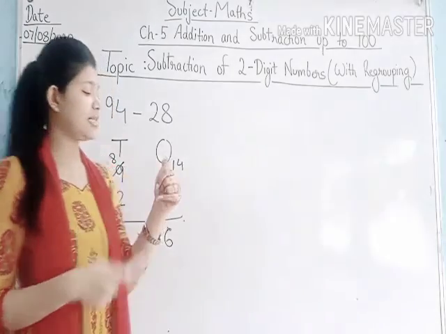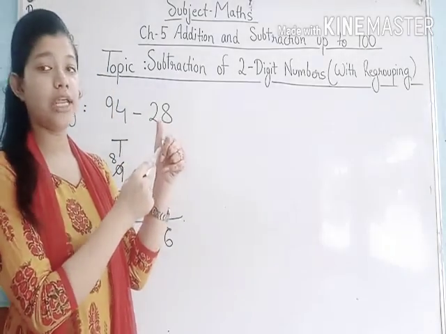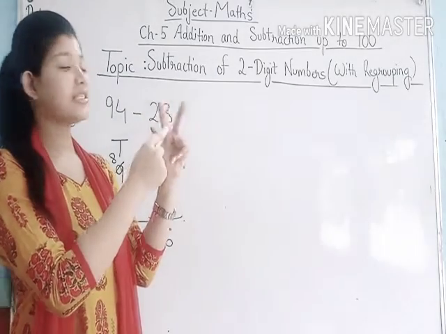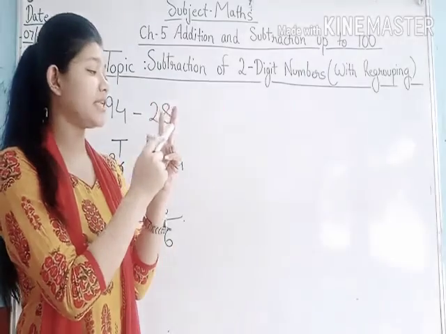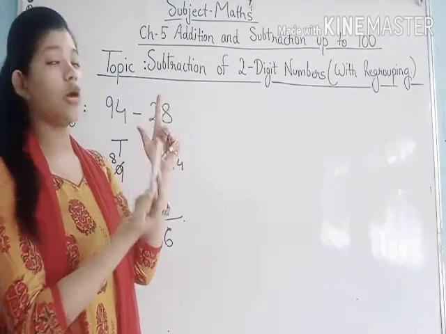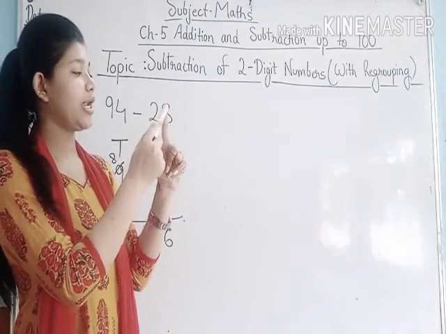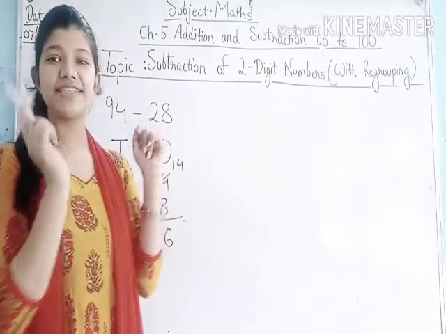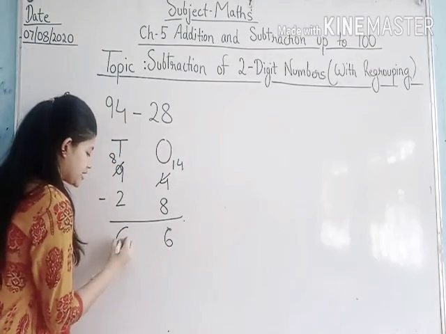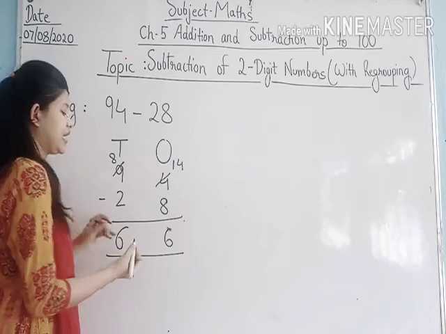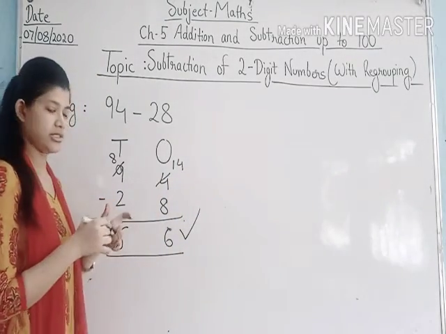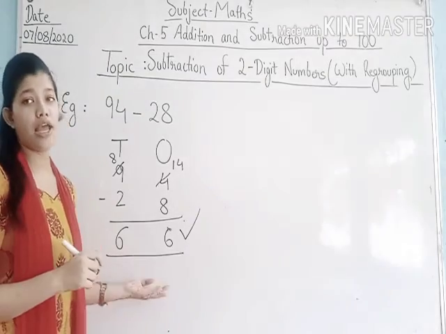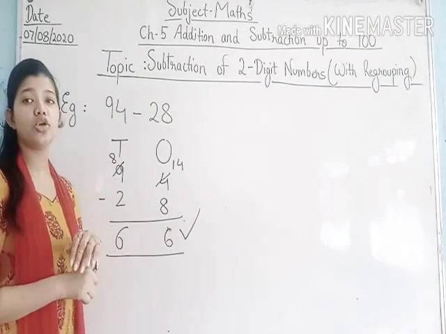Yes, so let's subtract. If we subtract 2 from 8, how much is left? 6. Yes. So what we will get is the answer 68. Clear? This is your difference. Okay? I hope this question is clear to you all.